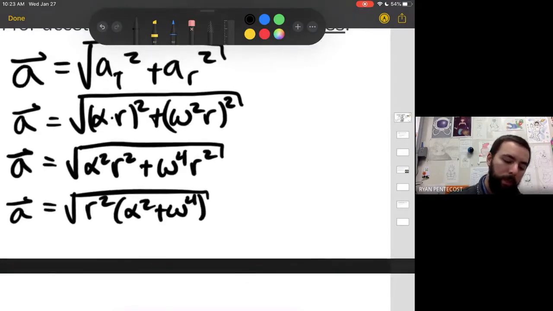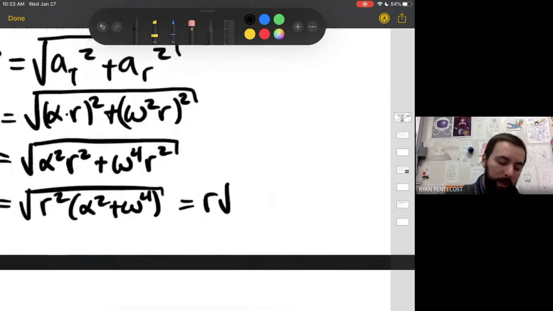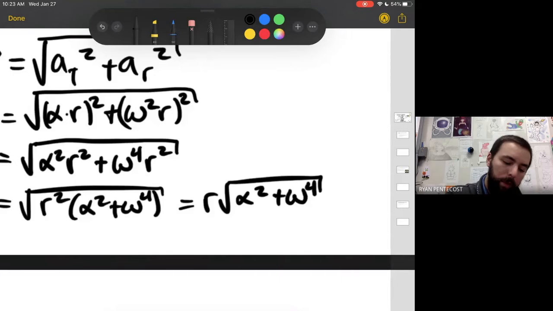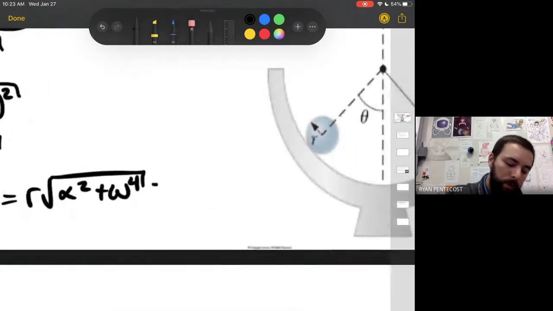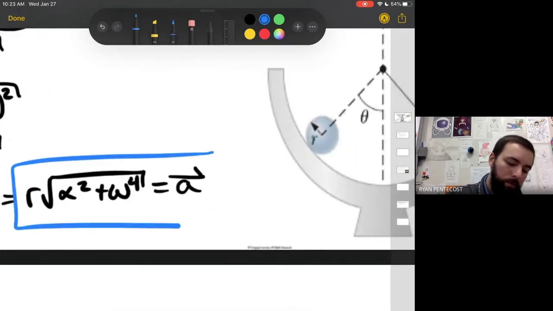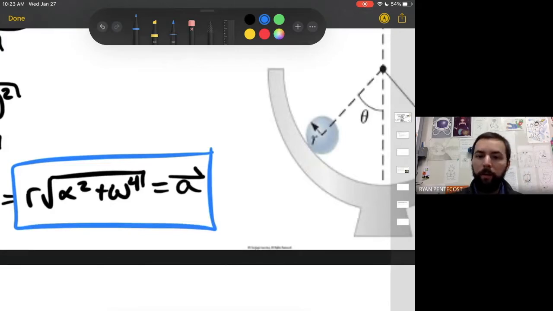So this would really be r times the square root, if it's as simple as it can get, r times the square root of alpha squared plus omega to the 4th. And this is our overall acceleration. Only in angular quantities, right? You need the radius and the alpha and omega, and if you have both of those, you can get the overall acceleration.